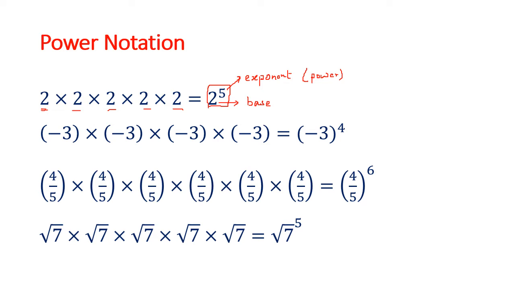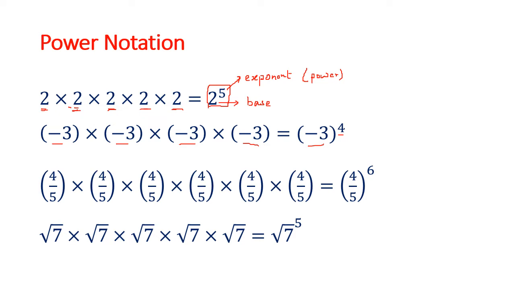So because 2 is repeatedly multiplied 5 times, we write it as 2 raised to 5 or 2 to the power 5. Now as you can see, the base is 2 and the power is 5. The base can be a positive integer or a negative integer. You have minus 3 into minus 3 into minus 3 into minus 3. That is, minus 3 is multiplied 4 times repeatedly, so it is written as minus 3 raised to the power 4.